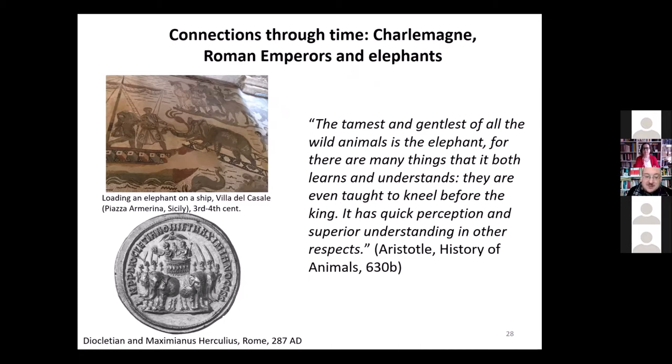We know that already Roman generals, after fighting Pyrrhus or Hannibal, and later Oriental kings, used elephants in triumphal processions, as also did Roman emperors, as we see on this coin of Diocletian and Maximianus. Elephants were transported across the Roman Empire. We have here this visualization from the Villa del Casale on Sicily, and we can imagine that also Abul-Abbas was transported in a similar way. So bringing an elephant to his realm was more or less also completing his performance as a Roman emperor.